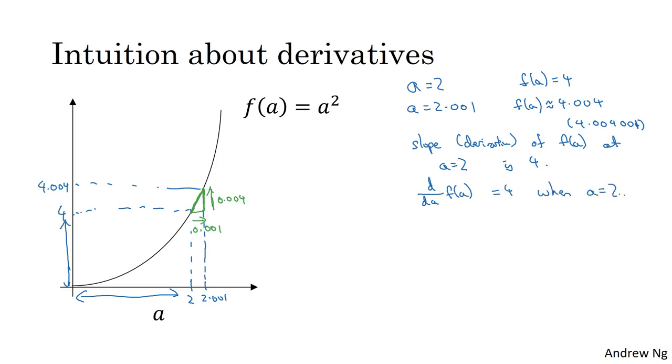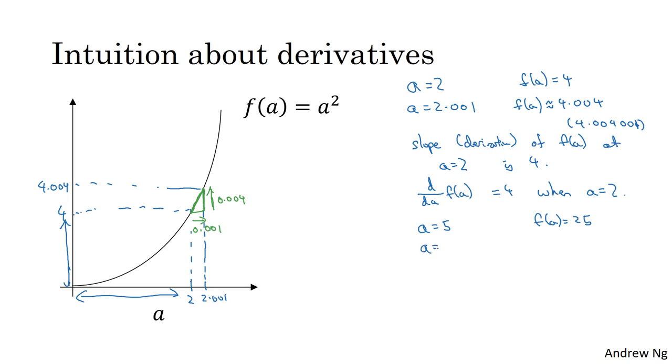Now, one thing about this function, f of a equals a squared, is that the slope is different for different values of a. This is different than the example we saw on the previous slide. So let's look at a different point. If a is equal to 5, so instead of a equals 2, we now have a equals 5, then a squared is equal to 25. So that's f of a.